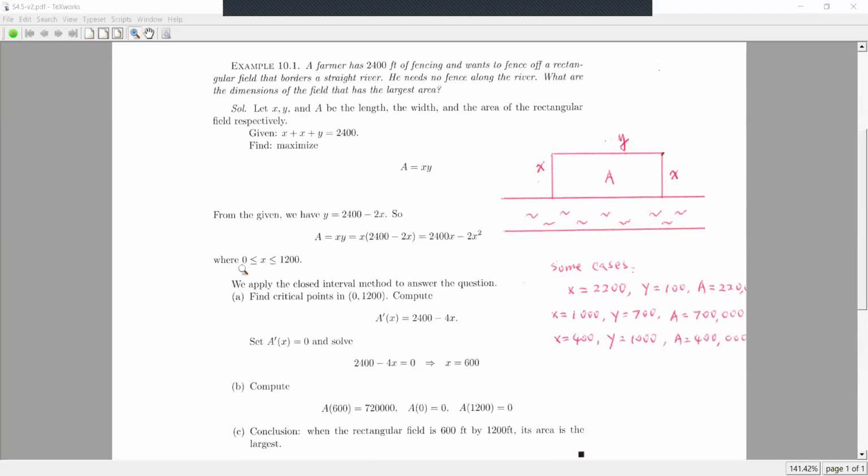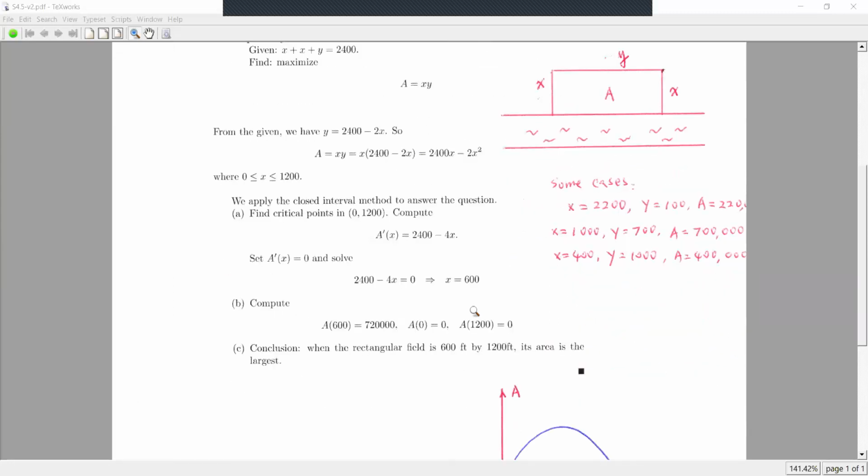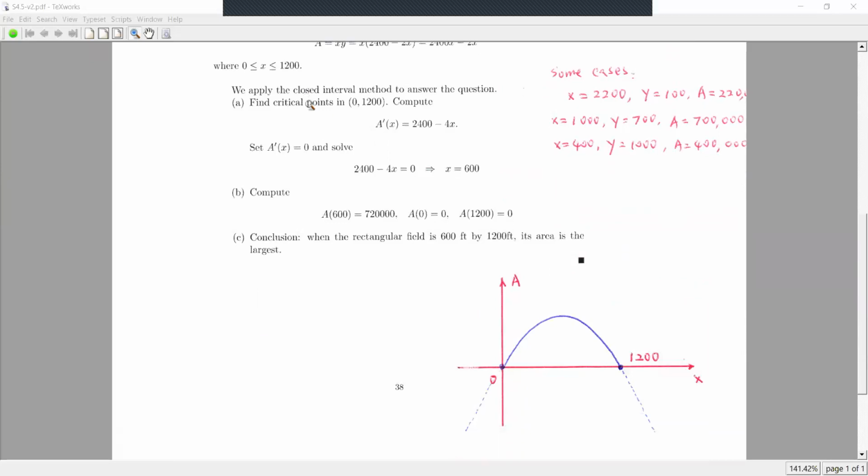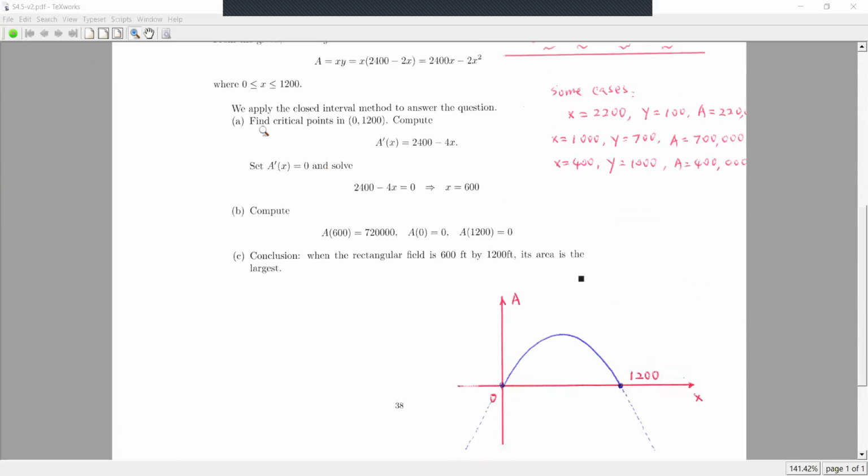Because we need to determine the highest point of the graph of the function A over this closed interval. So we apply the closed interval method to solve the problem. Closed interval method has 3 steps. Step 1, find critical points inside the interval, the open interval between 0 and 1200.